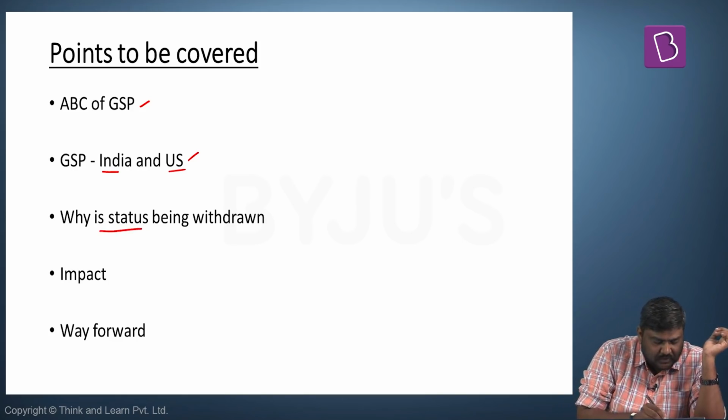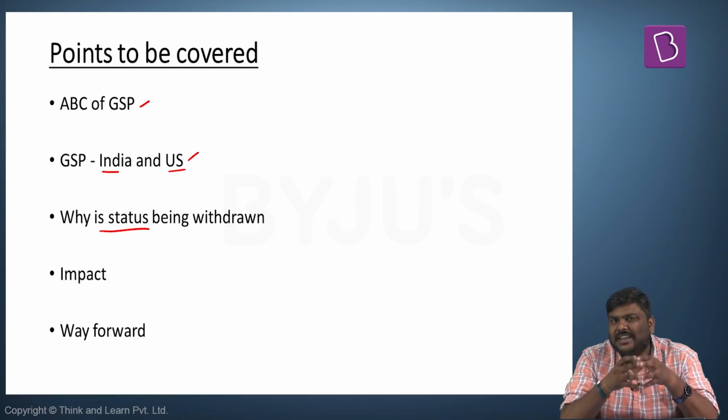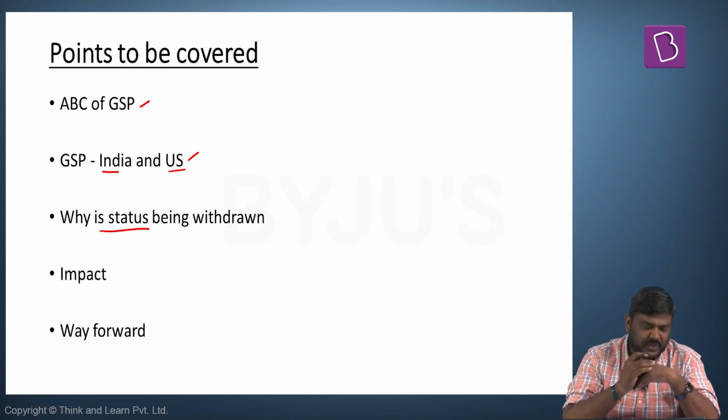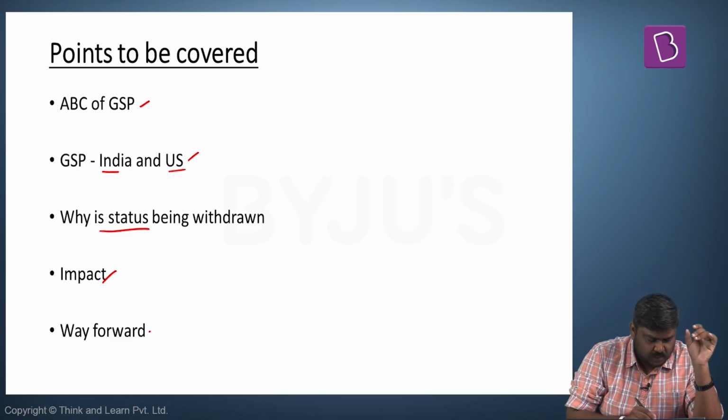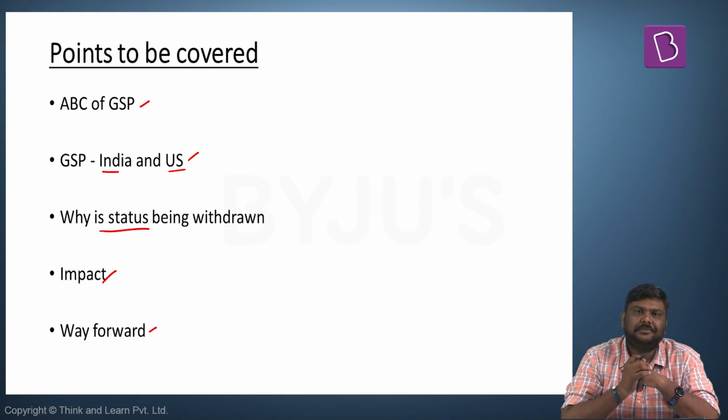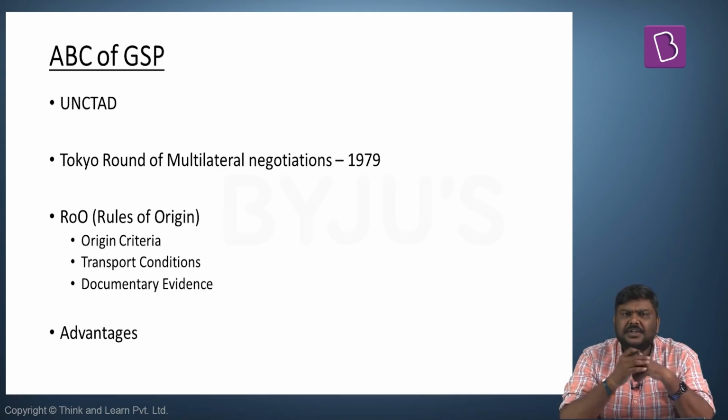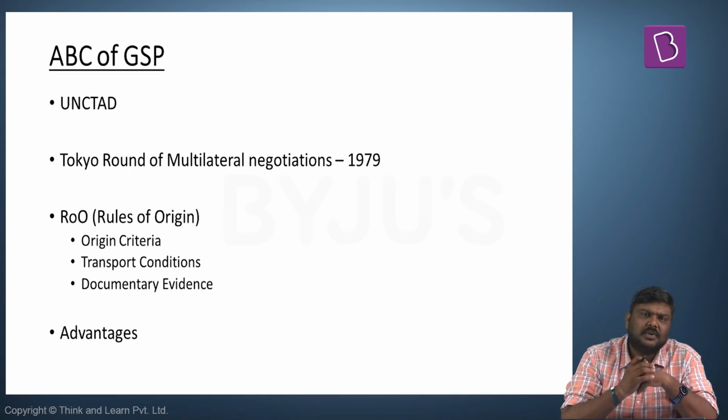After this, we'll have a look at what are the reasons or the causes for this particular decision of the US to withdraw the GSP status given to India. Once we are done with this, what is the likely impact of this? And finally, what is the way forward for Government of India? Let's begin the discussion by understanding the basic concept of a GSP.